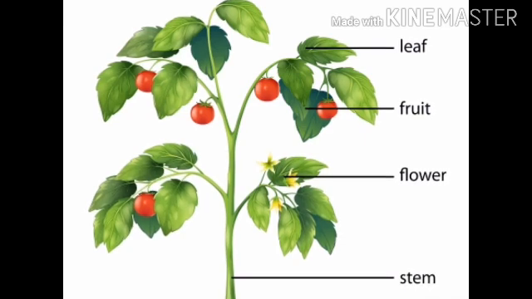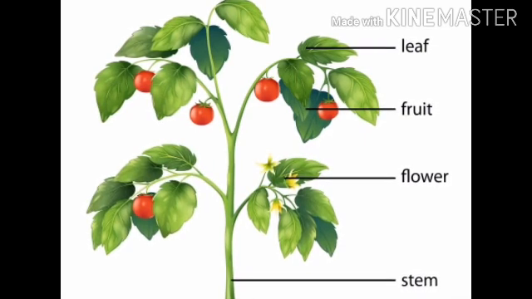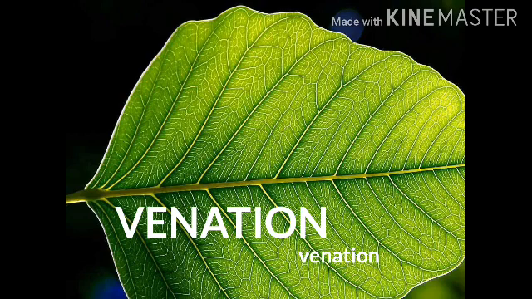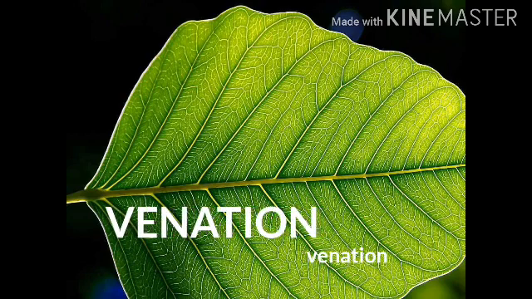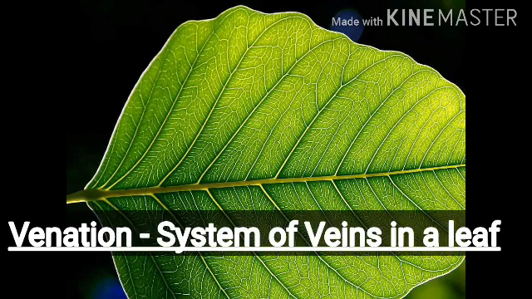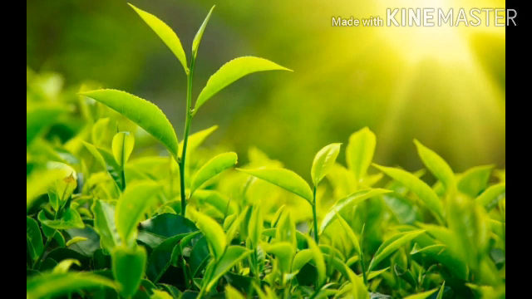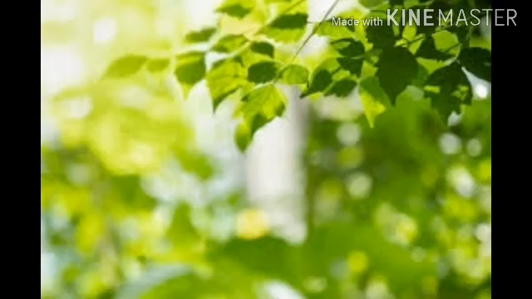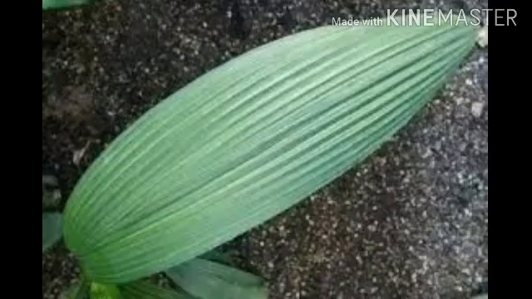When we think about leaves, we need to know what venation is. Venation is an arrangement or system of veins in a leaf. If we observe the shape and size of leaves, we can see that their veins have certain peculiarities.